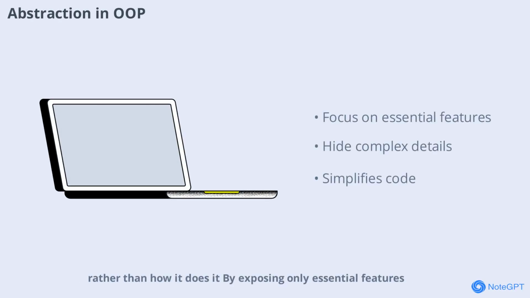Abstraction allows programmers to focus on what an object does, rather than how it does it. By exposing only essential features and hiding the complex implementation details, abstraction simplifies code and makes it easier to use. This principle is key to managing complexity in large software systems, as it lets developers work with high-level concepts without getting bogged down in the details.